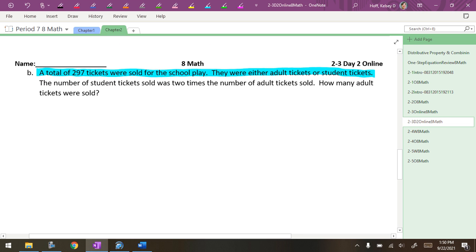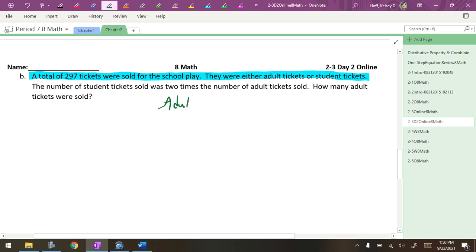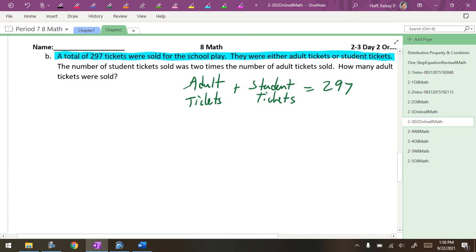Zach, what do you think? I'm thinking adult tickets plus student. Equals? Equal like total. Perfect. I love it. Adult tickets plus student tickets. In this case, how many total tickets sold? Equals 297. Nicely done. Very good work. Now, after we write that, that tells us what we're going to have to write off to the side. We know we're going to have to figure out how to represent the adult tickets, and how to represent the student tickets.